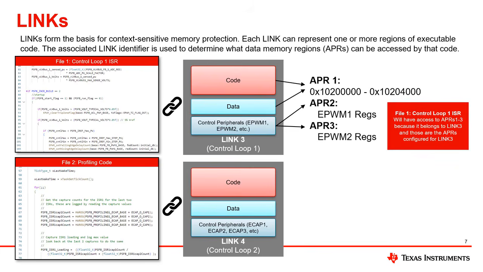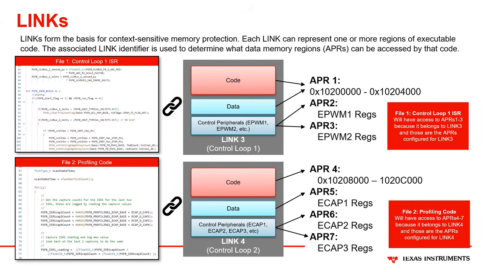In this example, I have defined 3 APRs for link 3, which is associated to file 1. Thus, the instructions in file 1 will have access to APRs 1 through 3 because they belong to link 3, which has permissions to APRs 1 through 3. Similarly, file 2 will have access to the regions of memory covered by APRs 4 through 7 because I have associated those APRs with link 4 and file 2 is a part of link 4.